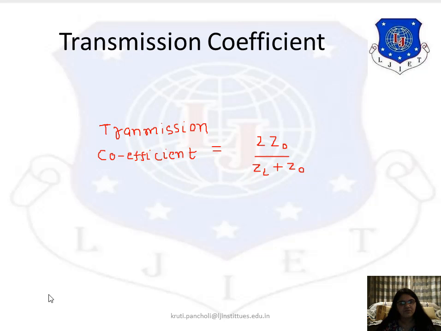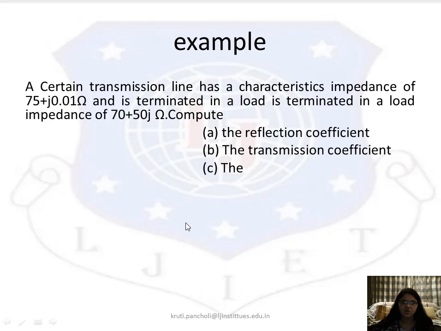The reflection coefficient is VR upon VI. And the transmission coefficient is 1 minus the reflection coefficient. So this way we can find out the transmission and the reflection coefficient.